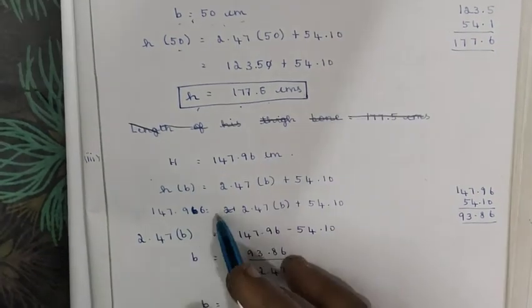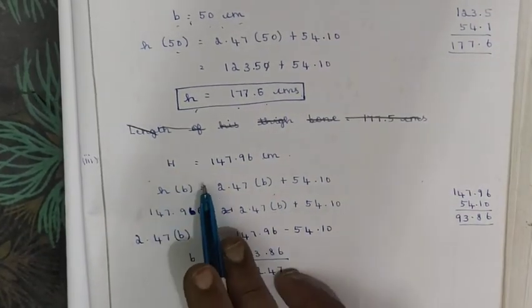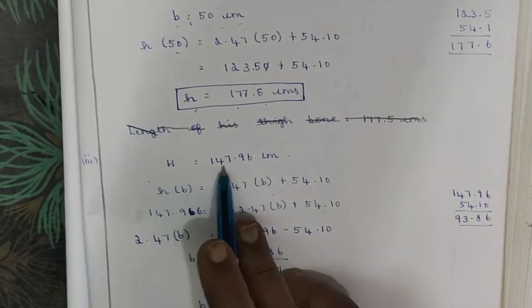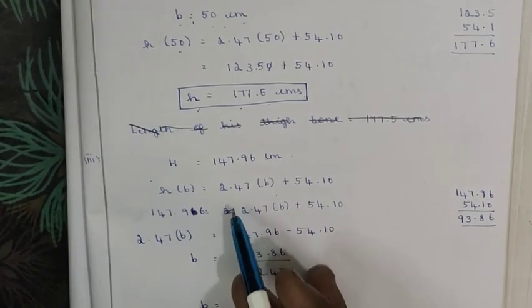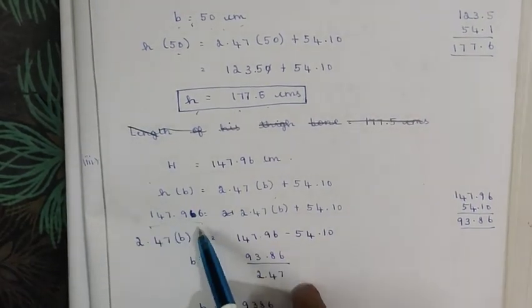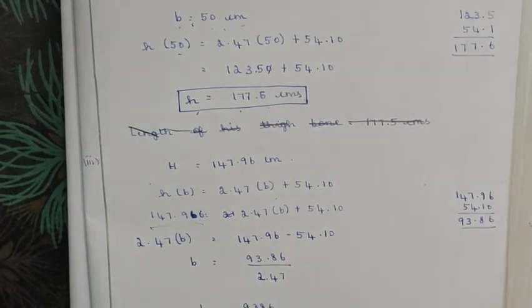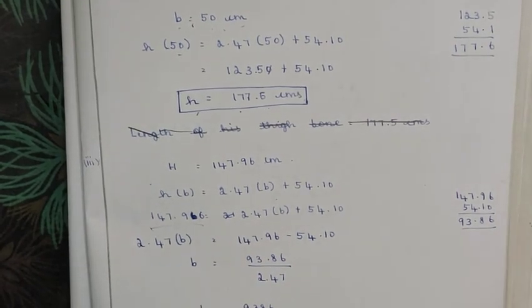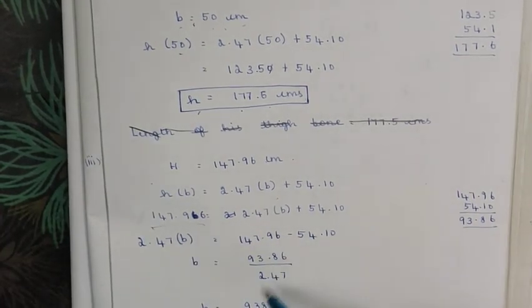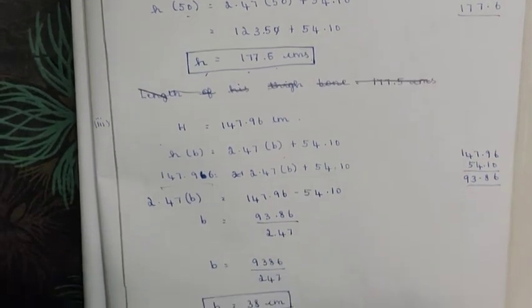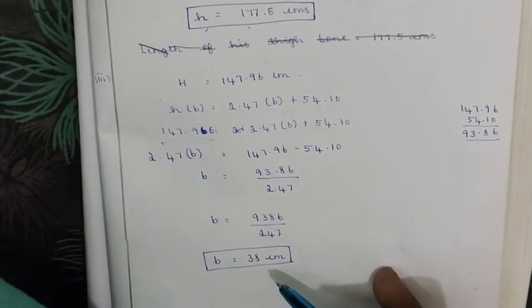So here h of b, that is the height of the person, is given as 147.96. So substitute the value 147.96 in h of b. Then simplifying all this, you get b equal to 38 centimeter.